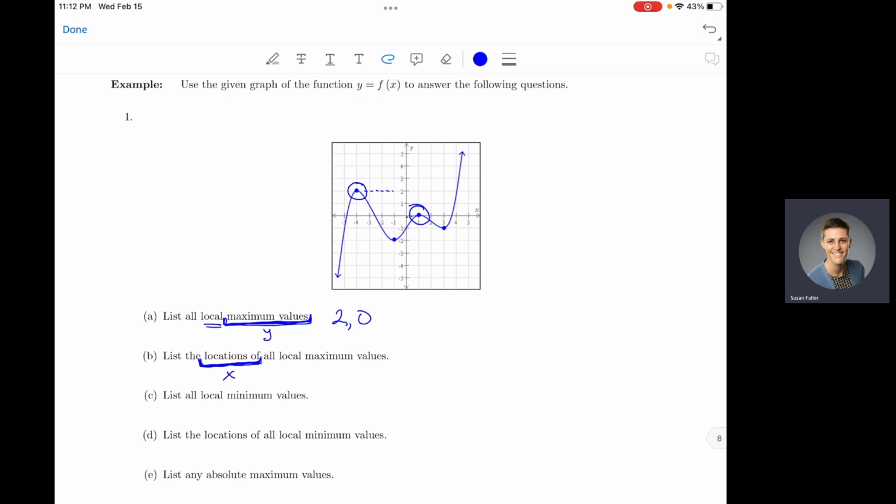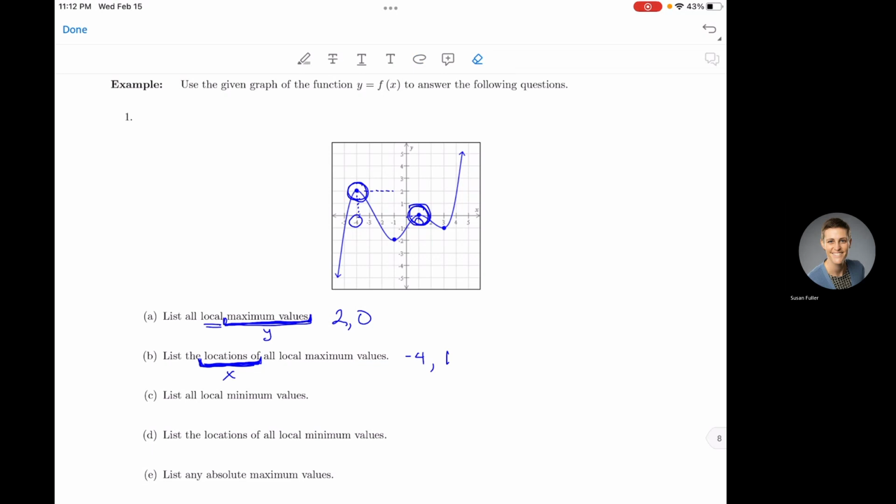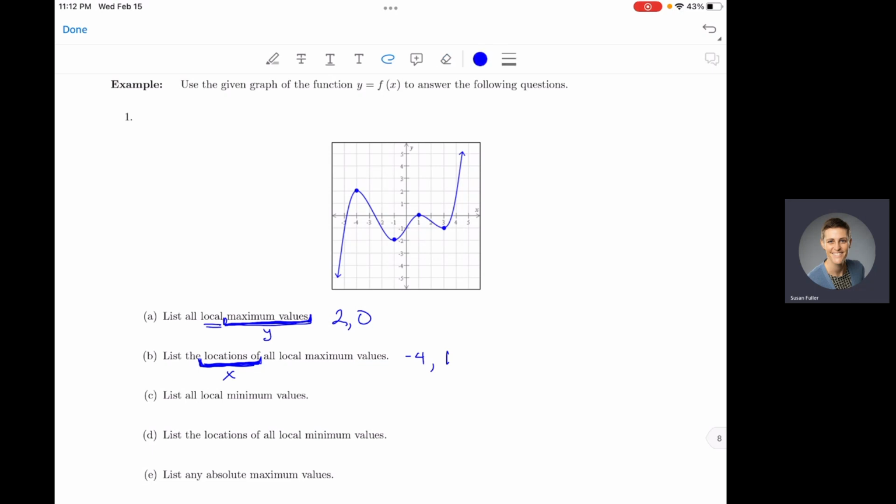The next one, list the locations of all local max values. Locations of means x values. So again, I'm looking at these local maxes, but this time I want to know where they happen. I'm looking at the x values associated with them. So this big max up here happens at x equals -4. And this max over here happens at x equals 1. All right. Those are our local maximums.